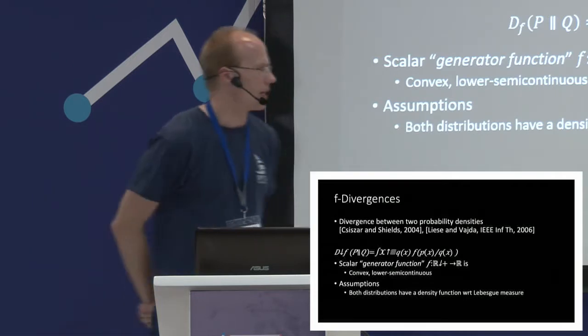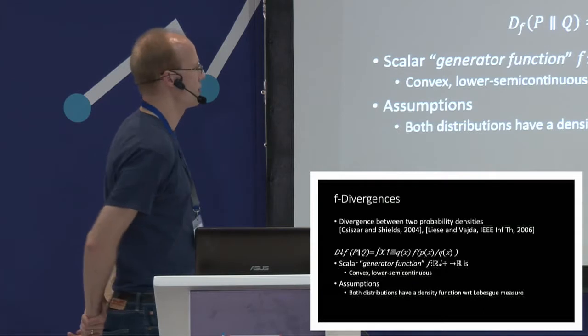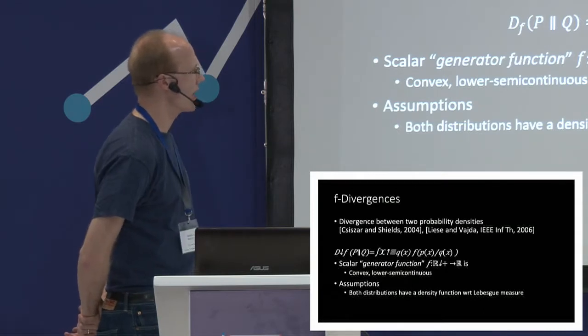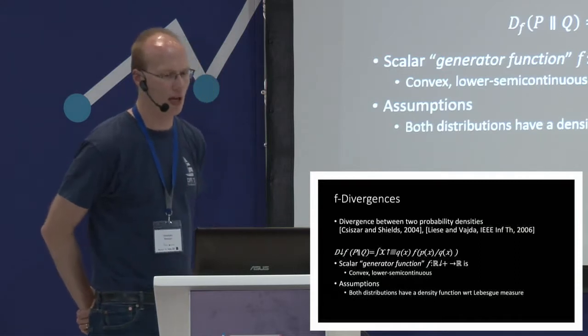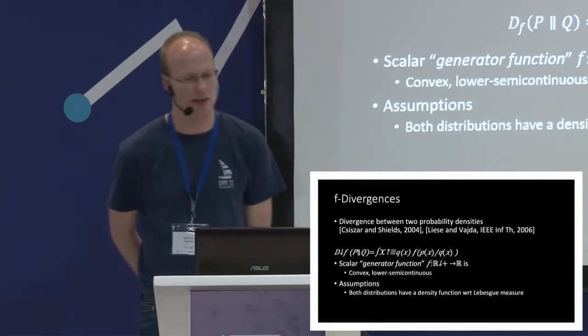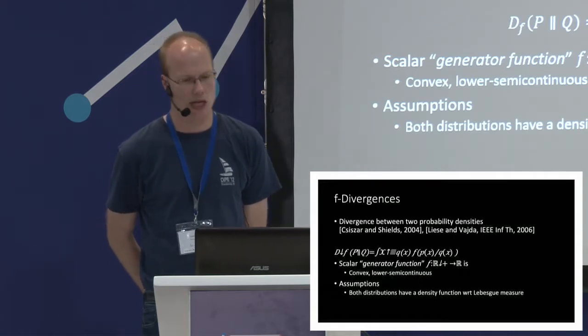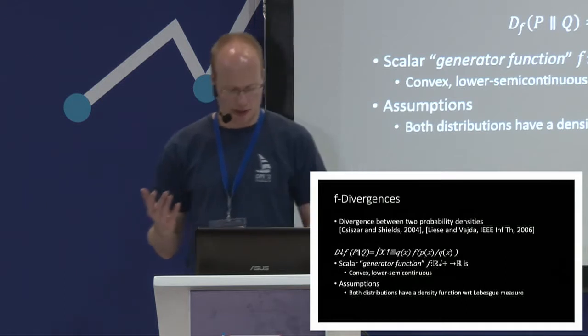And it involves a function f, which is sometimes called the generator function, which is convex. And it maps from the positive numbers to the real line. So really, it could be any function f that satisfies these criteria. Right, so that's the classic definition of the f-divergence.